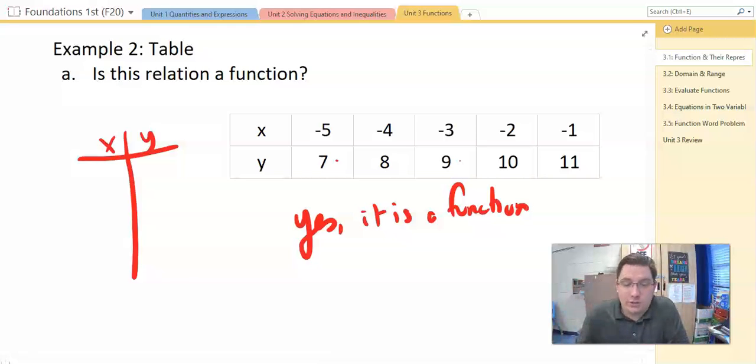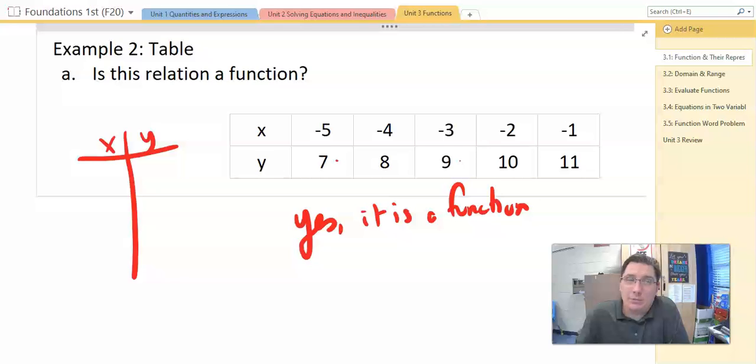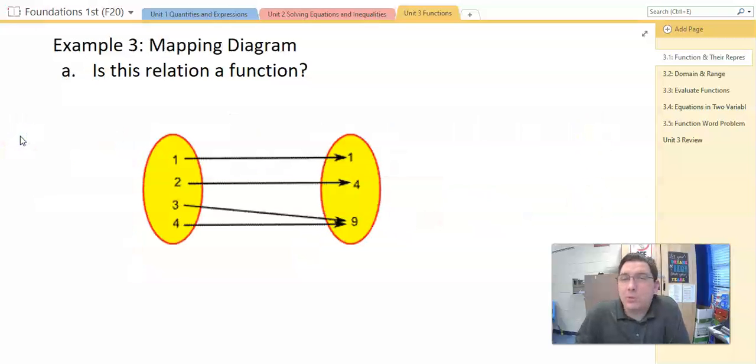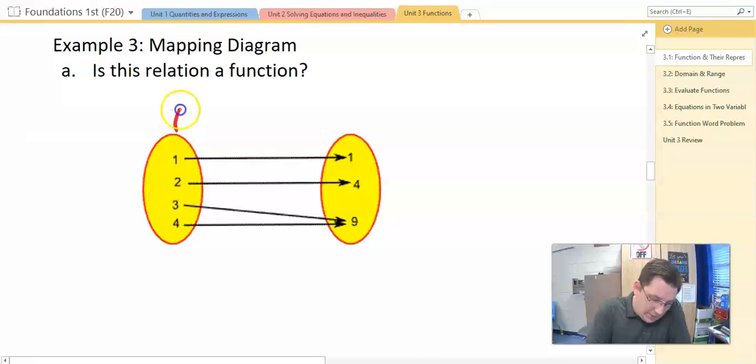So let's look at our next one and looking at mapping diagrams. So in example 3 here, we're looking at a pair of mapping diagrams. And again, the question is this relation a function? And remember what we're talking about. We're saying, does every x only have one y? Well, look at what happens here. And these arrows will tell us what's happening. The 1 for x goes to 1 for y.